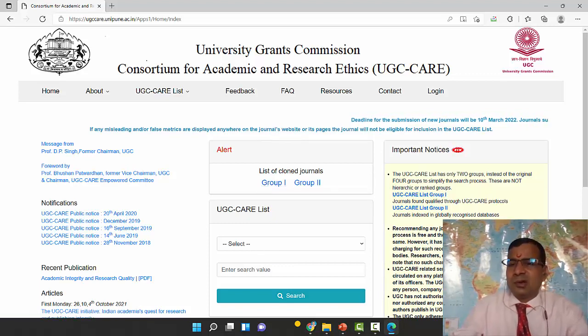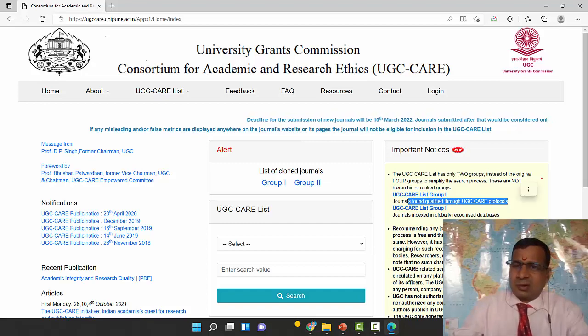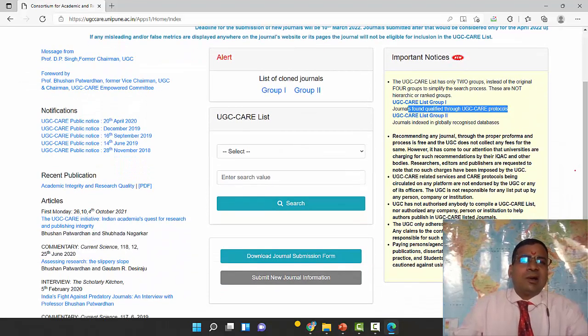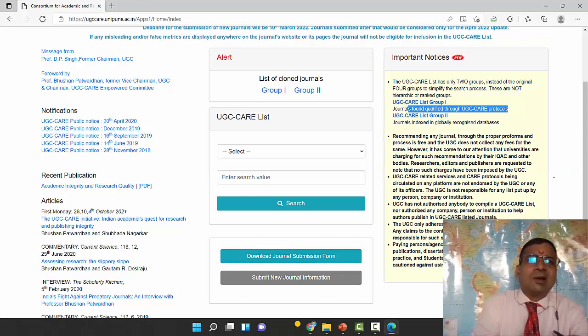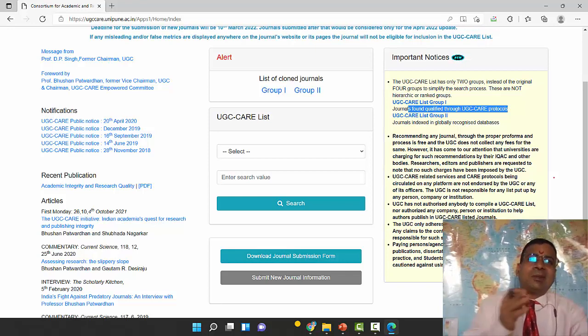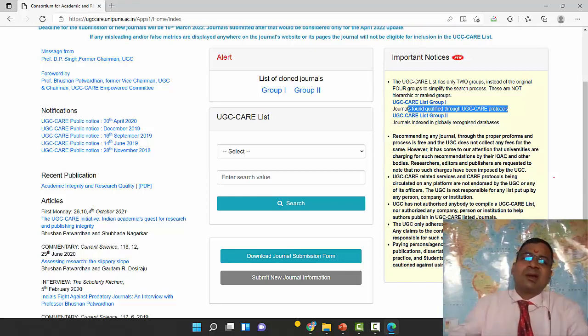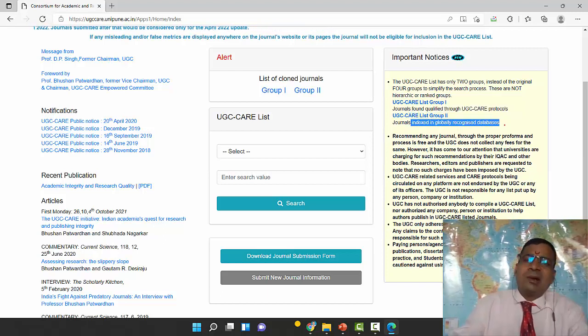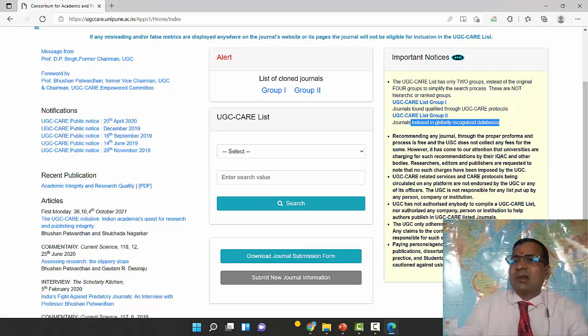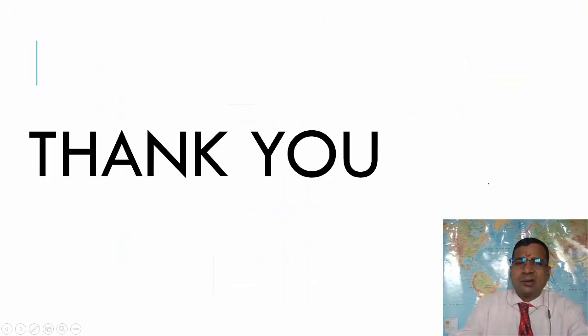What is group 1 and group 2? Group 1 journals are journals found qualified through UGC CARE protocols. There are some journals which are following the standard processes, and after the peer review process they are publishing your research paper. Those journals can be included in UGC CARE list group 1, and UGC CARE list group 2 is the journals indexed in globally recognized databases, regarding which we have already talked, and there are certain notifications. You should be aware of this. For that purpose, kindly visit the UGC CARE list without fail.